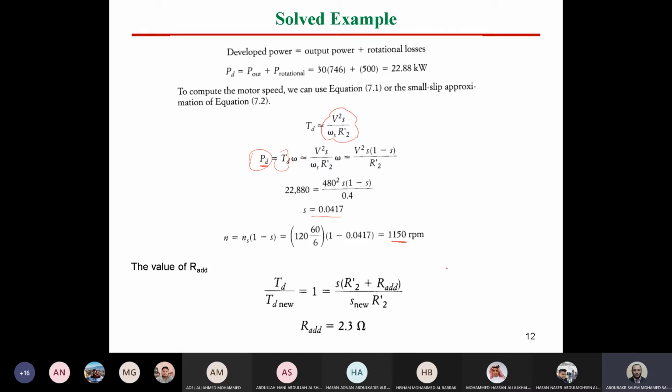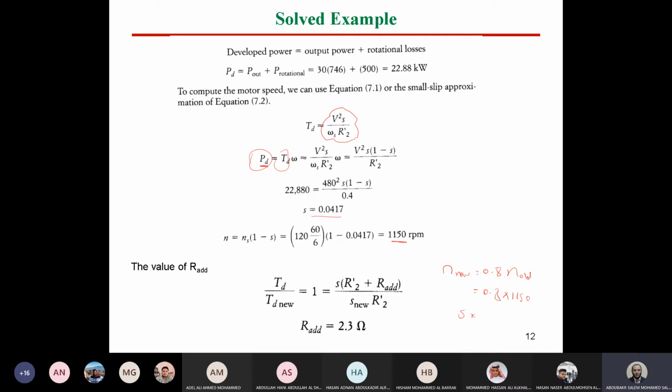Simply you have the new speed. 120 multiplied by the frequency over number of poles? Exactly, we don't need to do that. We need only the speed of the rotor, not the synchronous speed. Now you have the old speed, which is 1150 RPM. So we can say N new equals 0.8 multiplied by N old, because we reduce the speed by 20%. So it's nothing but 0.8 multiplied by 1150 RPM. This is now N. So how can we get S?